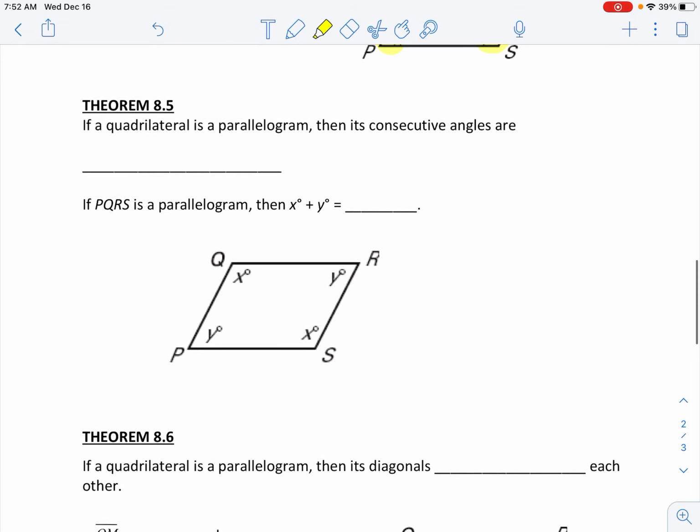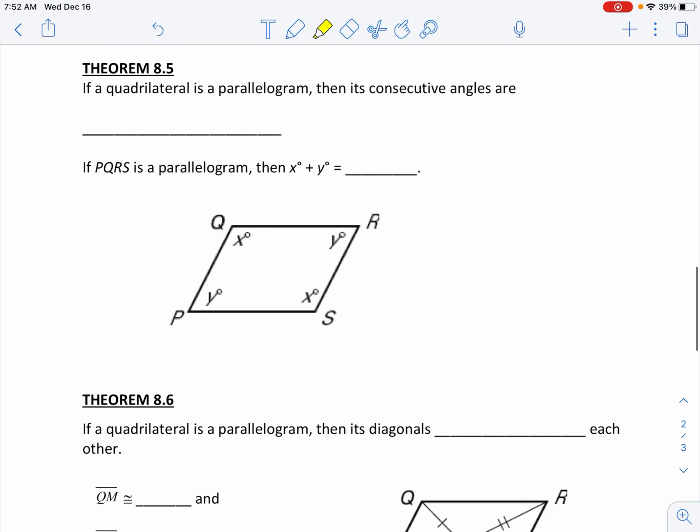Another thing about the angles: consecutive angles, the ones right next to each other, are supplementary. Oops, I keep doing that with the highlighter. Supplementary. So what does this mean? Well, if I look at X and X, first of all, they're opposite angles, so they're equal. And then Y and Y, those are equal.